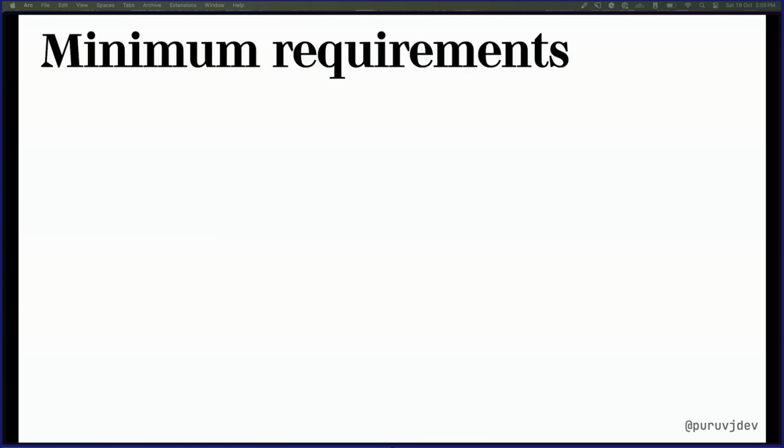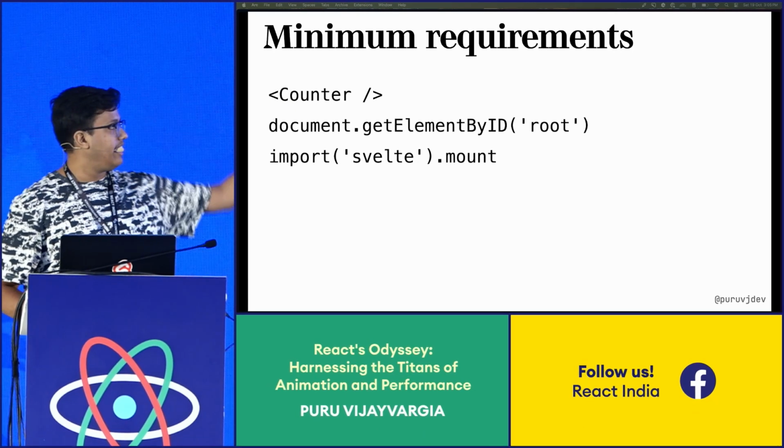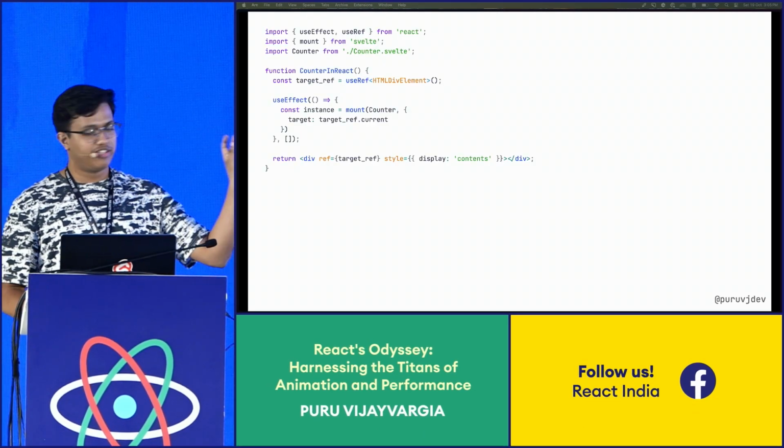Now, let's look at what all we need to do to have Svelte work inside React. We just need a component, being the counter here. Second is a DOM element to attach the component to. And lastly, the mount function from Svelte. This is the code we will start with.